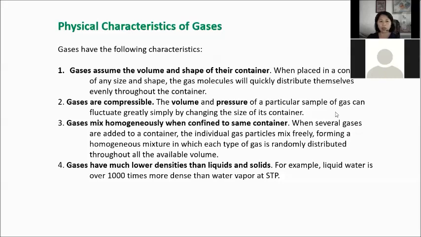Fourth, gases have much lower densities than liquid and solids. For example, liquid water is over 1,000 times more dense than water vapor at STP or at standard temperature and pressure.